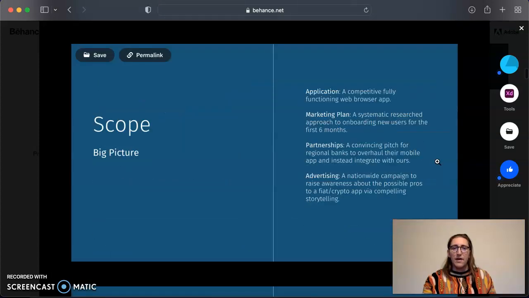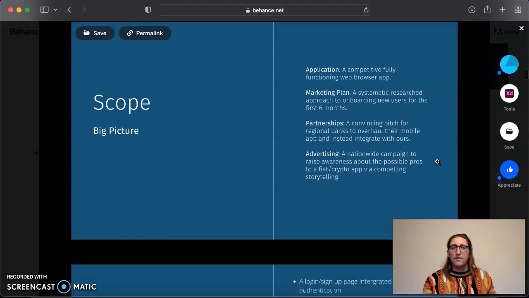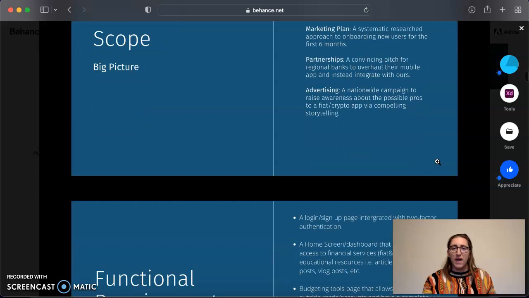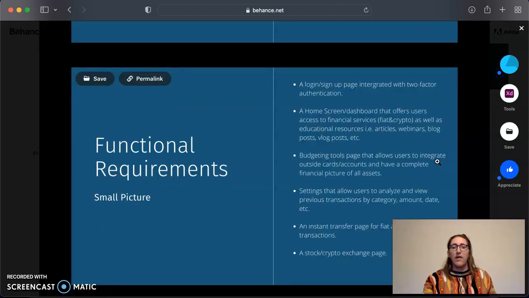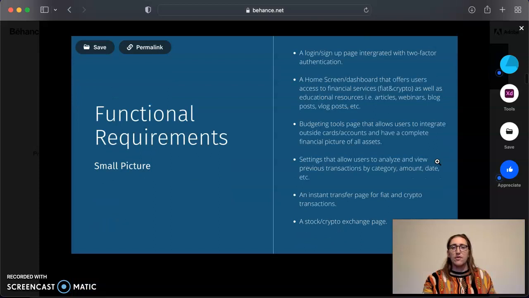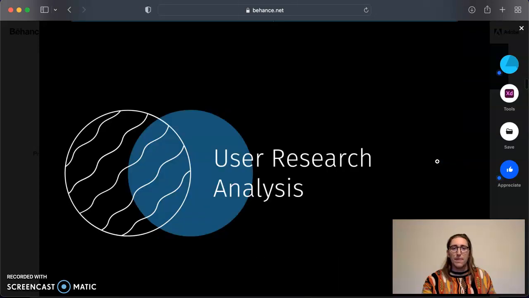And then again, on a big scope, I saw this as a partnership with regional banks to try to allow users to feel more security when it comes to exploring cryptocurrency, and also allowing access to users who are traditionally going to be more likely the later adopters of new technology.